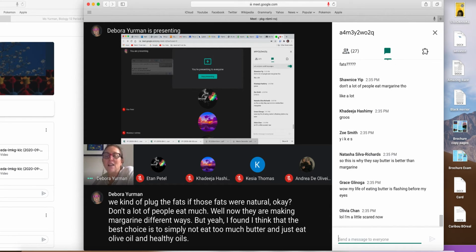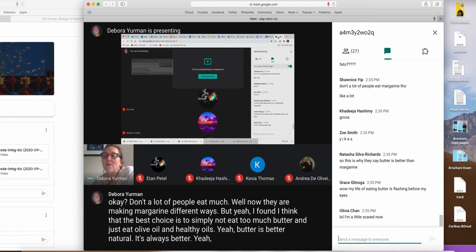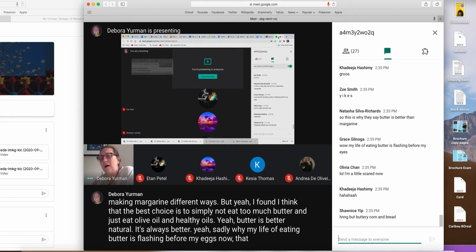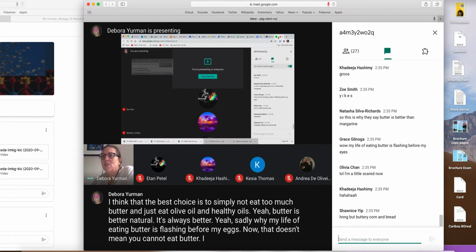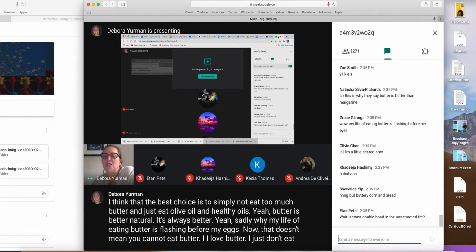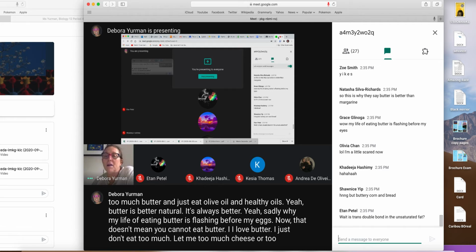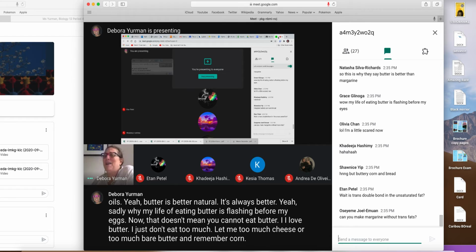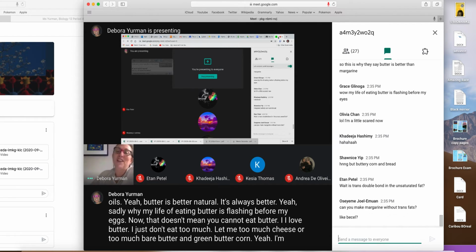Yeah, butter is better. Natural is always better. Yeah, sadly. Well, my life of eating butter is flashing before my eyes. No, that doesn't mean you cannot eat butter. I love butter. I just don't eat too much. Don't eat too much cheese or too much butter. Green butter, corn. Yeah, I'm making that tonight for dinner with veggie burgers.